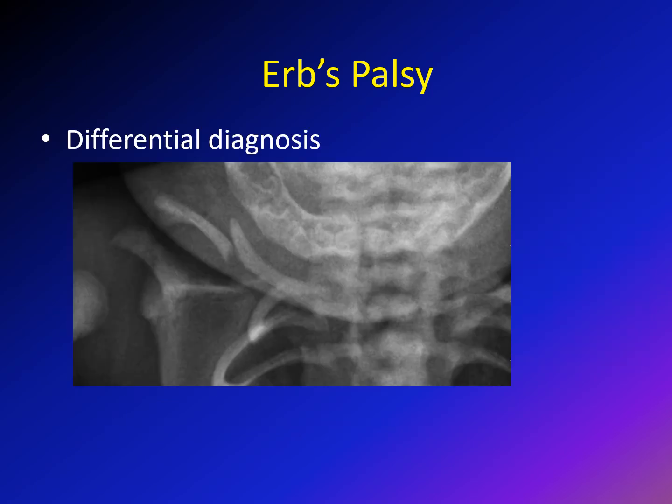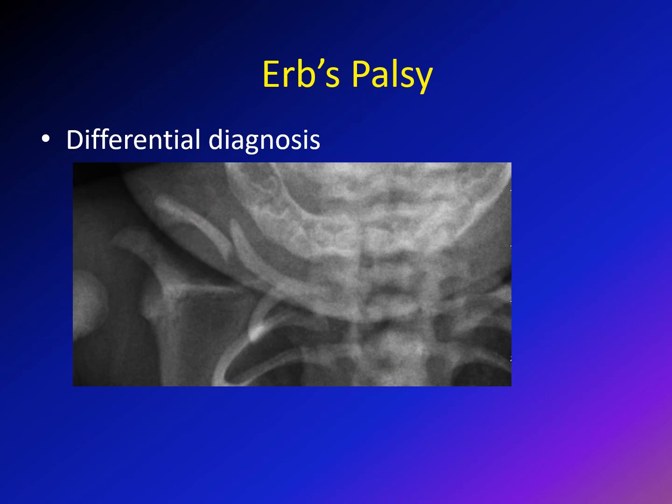Here we're going to speak about the most common differential diagnosis of Erb's palsy, things that also happen in newborns and give you a picture of an arm that is not moving. More common than Erb's palsy is the clavicle fracture. So you can see here this patient presenting with a clavicle fracture.